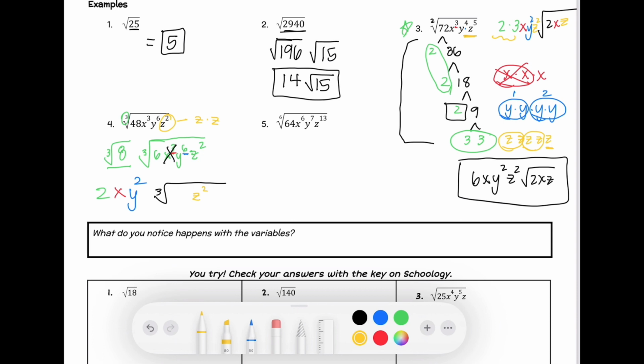All right, and then we still have this 6 that we can't do anything with, because it's not a perfect cube, it doesn't have any perfect cubes, so we're just going to leave it. So that would be our final answer.